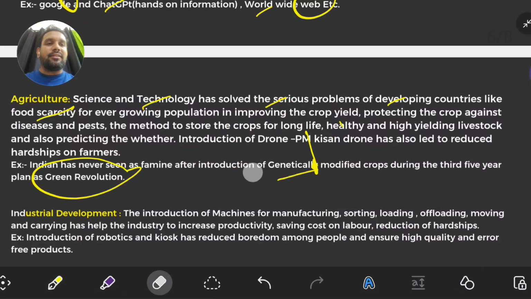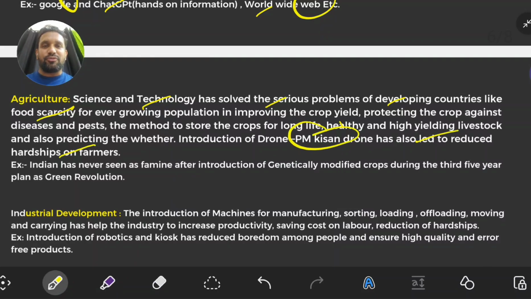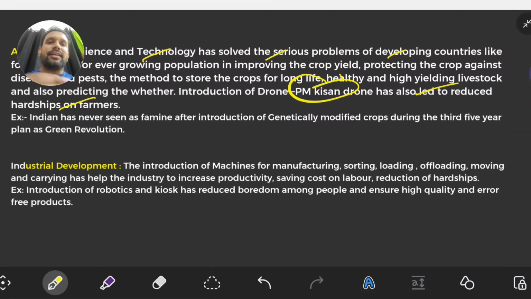With the help of that, PM Modi ji has also launched PM Kisan drones. That has reduced hardships for the farmers. Farmers don't have to go all over the area to do the irrigation, and fertilizer spraying is not required. Just put in the drone and it will do it equally. I'm going faster because I need to only give you the concept. The theory you can easily read. When you join the course, I'll give you all this material for sure.